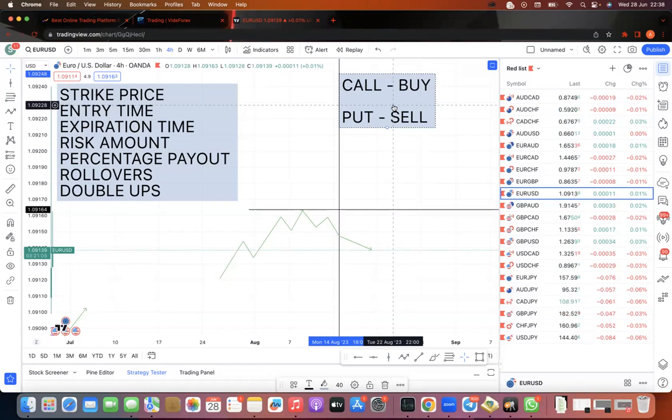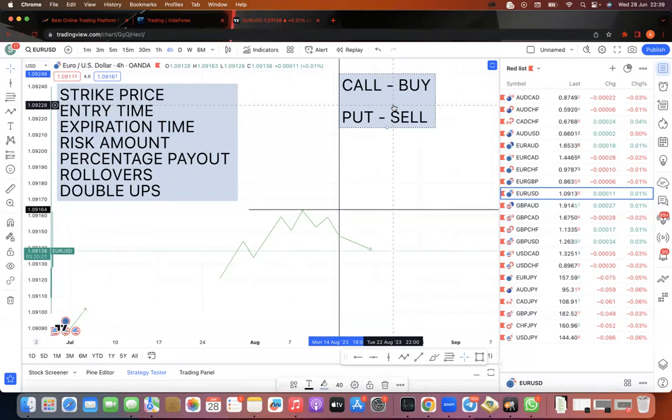Now, if I win the trade, at the end of the 5 minutes I'm going to get my risk amount plus a percentage profit. And that percentage profit is going to be my gain if I win the trade. But if I lose the trade, I'm going to lose my risk amount. All right. Let me take that again. If I win the trade, I'm going to get my risk amount plus a percentage of my risk amount as my profit. But if I lose the trade, I'm going to lose my risk amount.